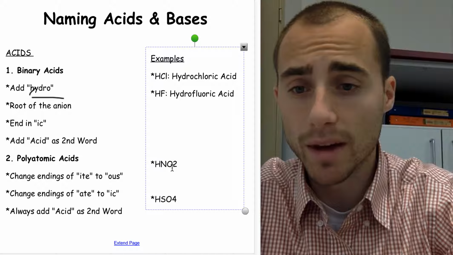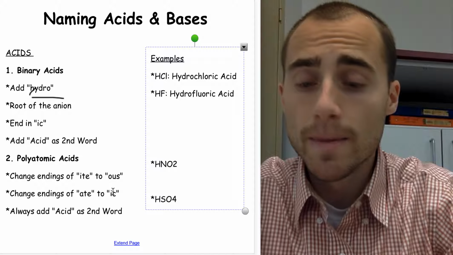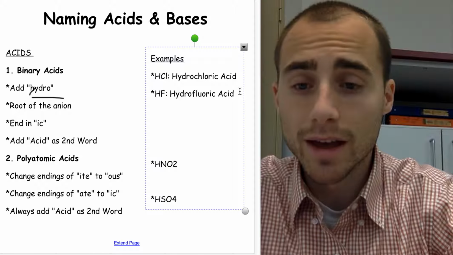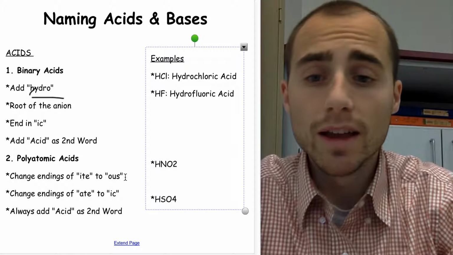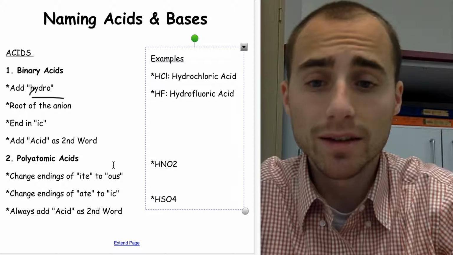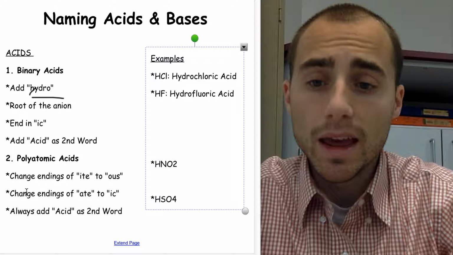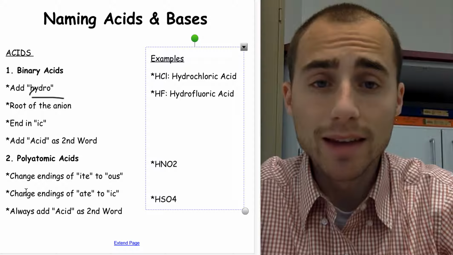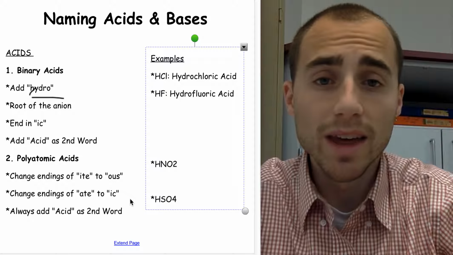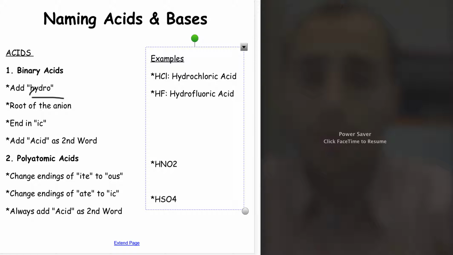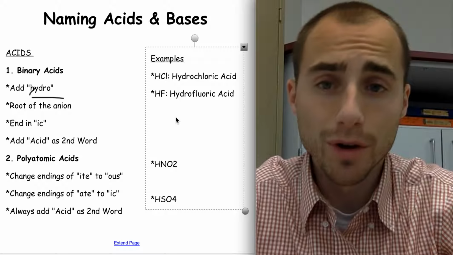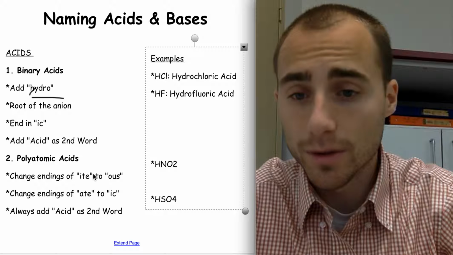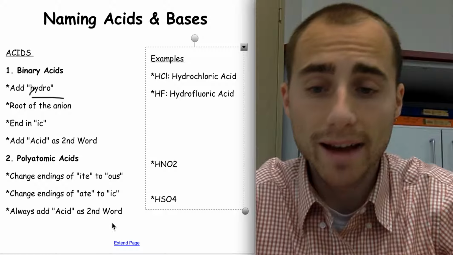Now let's look at our polyatomic acids. There's two rules for polyatomics. You have to recognize how that polyatomic ion ends. If the ending of the polyatomic ion is ite, like nitrite, then you have to change the ending of the acid to ous. If the end of that polyatomic ion ends in ate, then you have to change it to ic. One thing you'll notice about polyatomic acids that is different from binary acids is we are not adding the word hydro to the beginning. We are just replacing the ending and then adding the word acid as a second word.